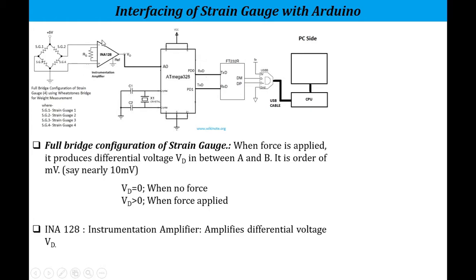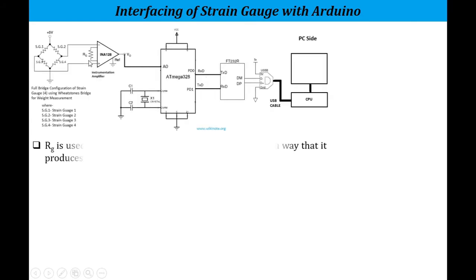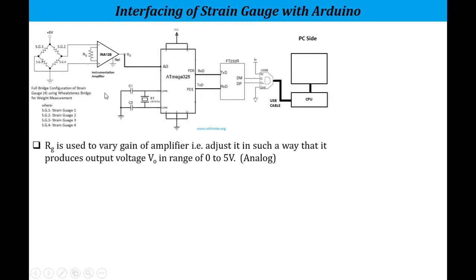Now it is to be connected to this INA 128. This is a kind of instrumentation amplifier which amplifies the differential voltage VD. Now INA 128 has two terminals. The first one will be negative, the second one will be positive, and it has the gain resistor also, that is Rg. Now what is the function of this gain resistor connected here? Here Rg is used to vary the gain of the amplifier. That is, it is used to adjust in such a way that it produces the output voltage V0 in the range of 0 to 5 volts, that is analog.